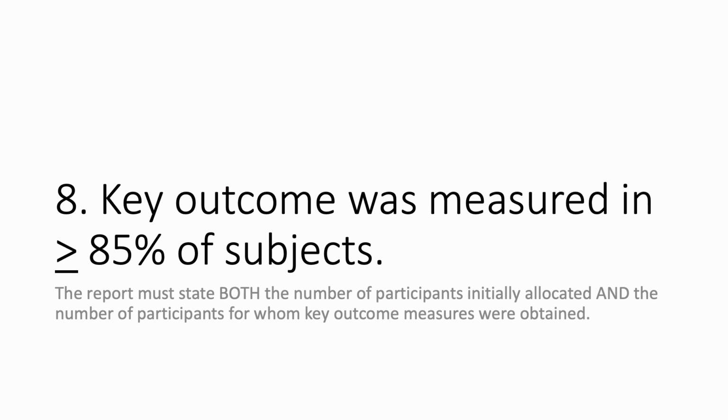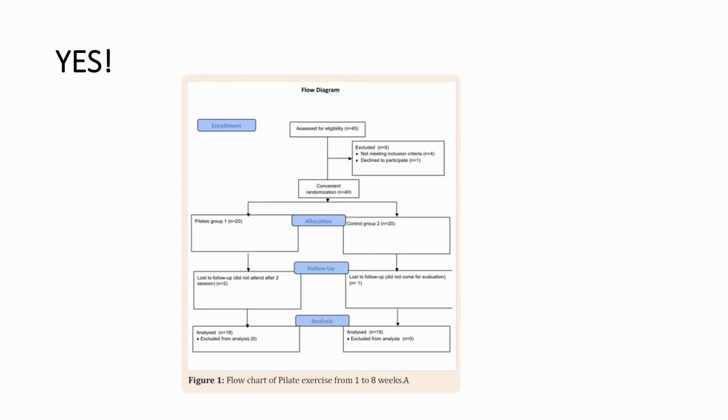Next, we're looking to see if a key outcome was measured in at least 85% of participants. So in the report, in the research article, it must state both the number of participants who were initially allocated to groups, as well as the number of participants for whom key outcome measures were obtained. And most of the time we will find this in the consort flow diagram, so that would be the first place that I would look. So was a key outcome measured in more than 85% of participants? And the answer is yes.